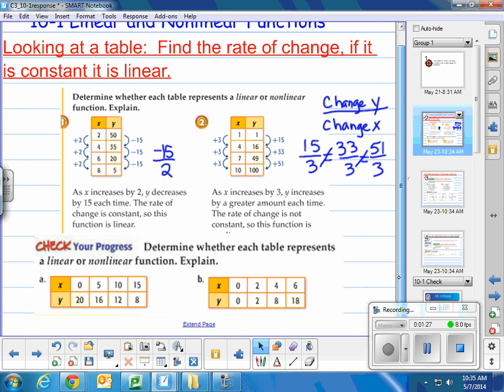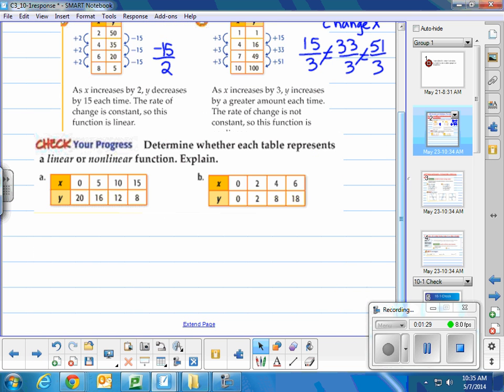Here are a couple to try. First thing we want to do is look for the change in the y. From 20 to 16, it went down by 4, and from 0 to 5, it went up by 5. So our first rate of change is negative 4 over 5. Then it went from 16 to 12, which was going down 4, and from 5 to 10, which is going up 5. So the rate of change between those 2 points is negative 4 over 5.